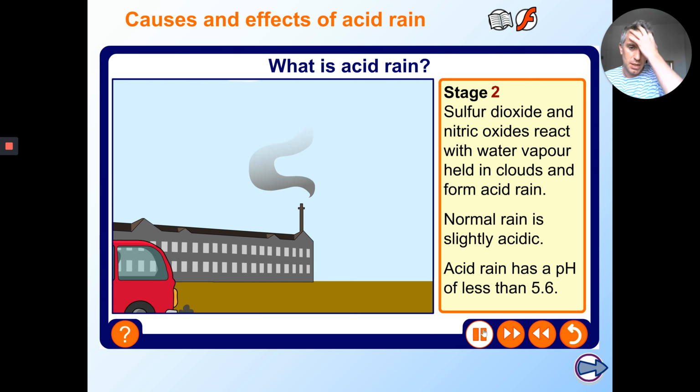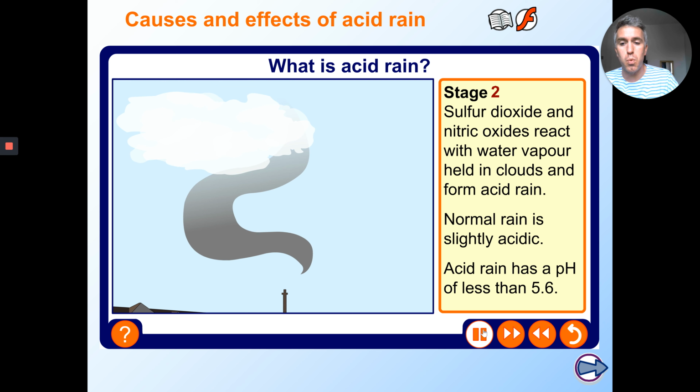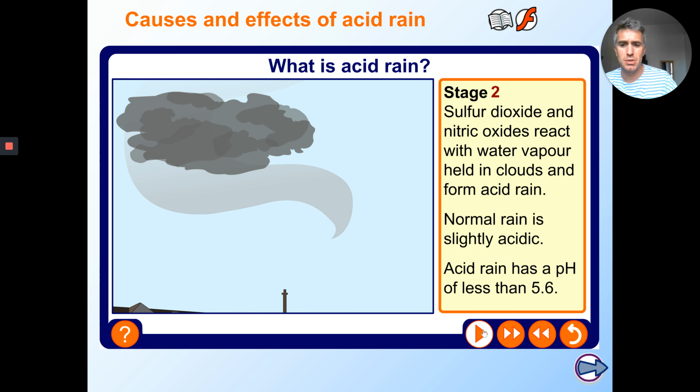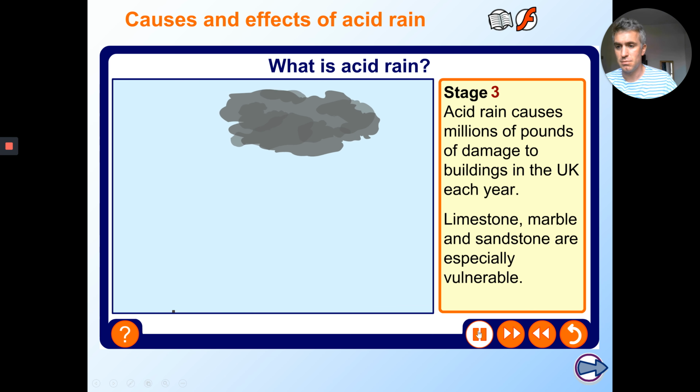The sulfur dioxide and the nitric oxides react with water vapor held in clouds. So the gases go up, they join with the clouds, they form acid rain. Normal acid rain is slightly acidic, less than 5.6 pH. And then the rain comes.